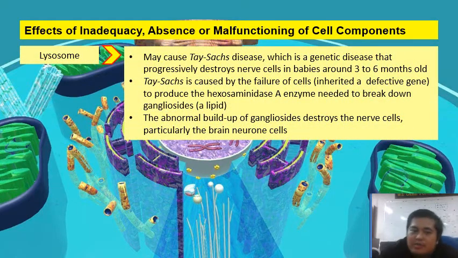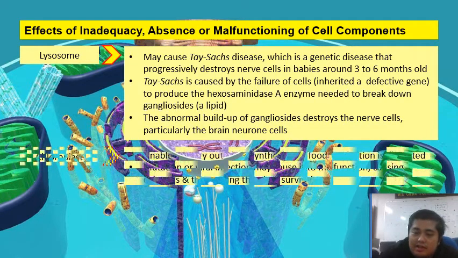Next, kalau tak ada lysosom, apa akan jadi? So, lysosom fungsi dia adalah untuk hydrolyze large molecule to smaller molecules. May cause Tay-Sachs disease, which is a genetic disease that progressively destroy the nerve cell in the baby around 3 to 6 years old. So, ini adalah disebabkan kegagalan sel untuk menghasilkan hexosaminidase A enzyme, which are needed to break down the gangliosides ataupun satu jenis lipid. So, the abnormal build-up of ganglioside destroy the nerve cell, particularly the nerve cell in the brain.